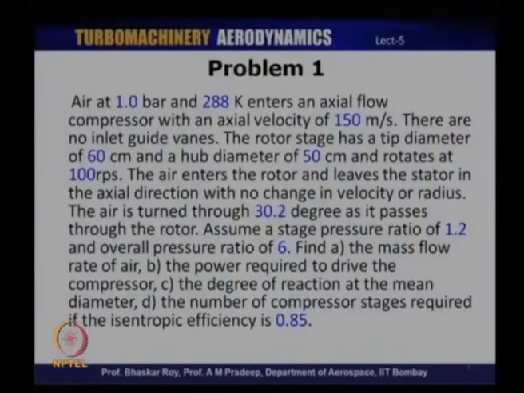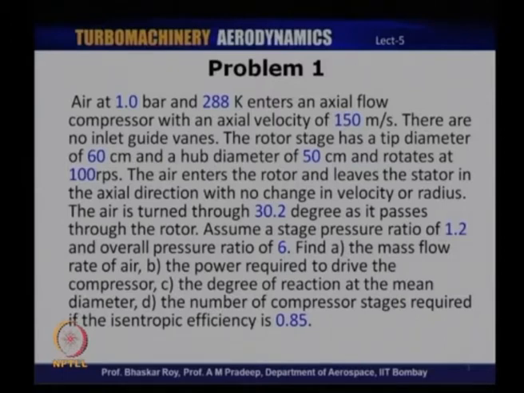So, let us take up the first problem which we have, and let us see how we can go about solving this problem. So, the first problem statement is the following. Here we have an axial compressor, wherein air at 1 bar and 288 Kelvin enters an axial flow compressor with an axial velocity of 150 meters per second. There are no inlet guide vanes.